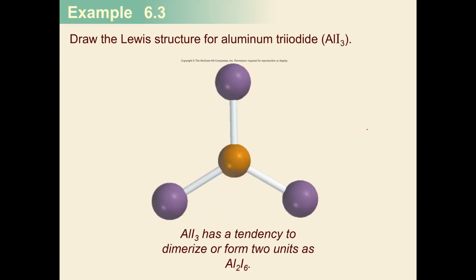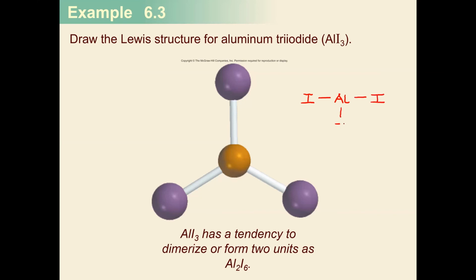Finally, let's go ahead and look at our aluminum triiodide. So in this case, we need to go and build our skeletal structure. There's my iodine. Our aluminum is in the middle because of it being the least electronegative.